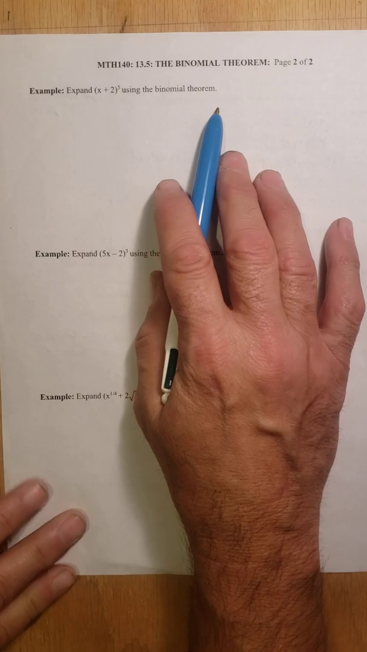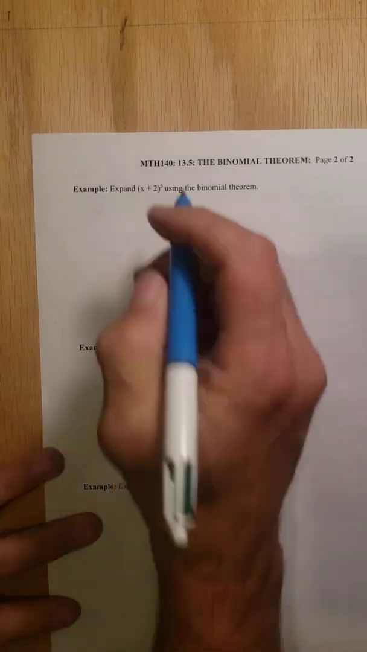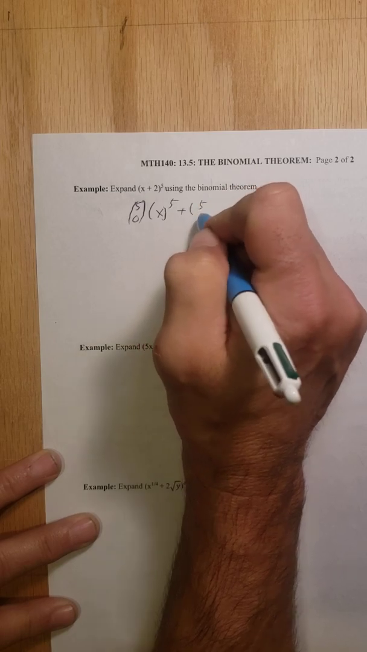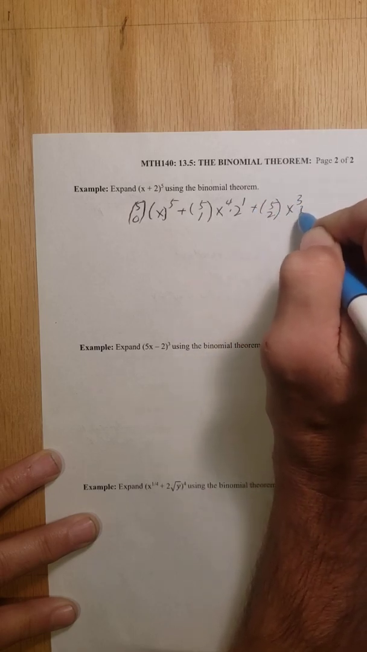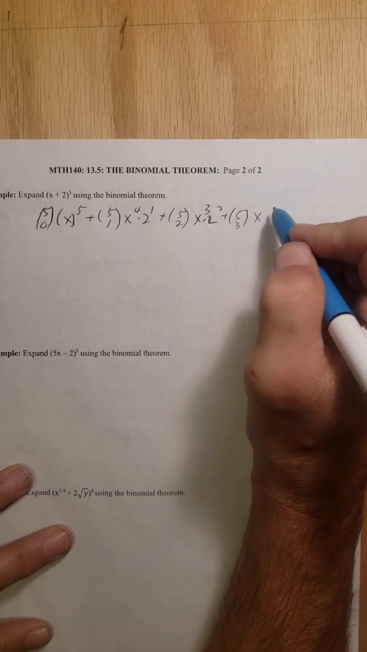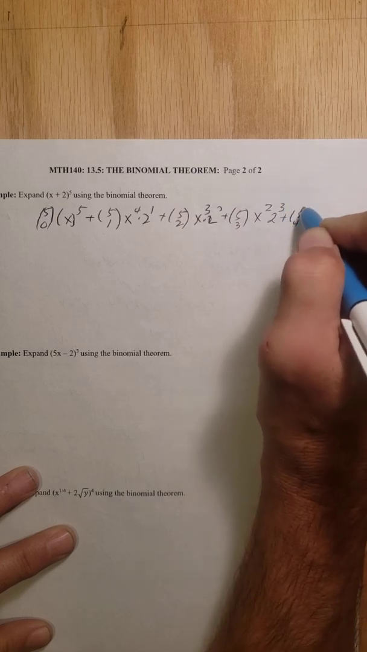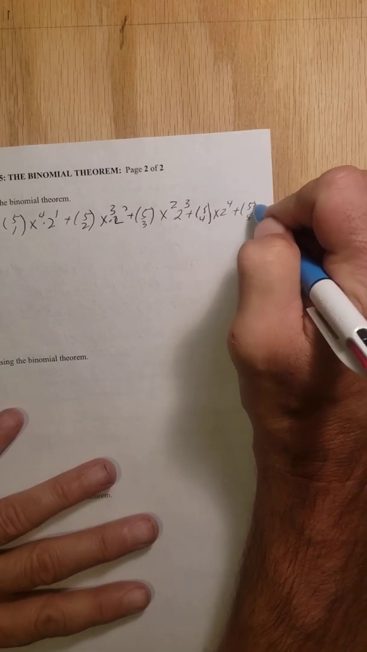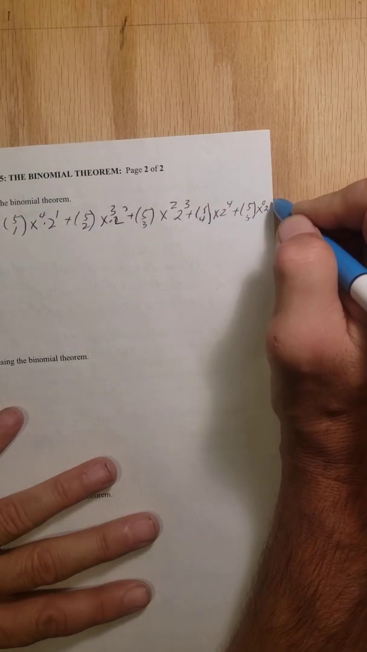Okay, so how does this work? Expand this using the binomial theorem. So x plus 2 to the 5th power is going to be 5 choose 0 times x to the 5th plus 5 choose 1 times x to the 4th, 2 to the 1st, plus 5 choose 2, x to the 3rd, 2 to the 2nd power, plus 5 choose 3, x to the 2nd power, 2 to the 3rd power, plus 5 choose 4, x times 2 to the 4th, plus 5 choose 5, x to the 0, right? 5, 4, 3, 2, 1, 0, times 2 to the 5th power.